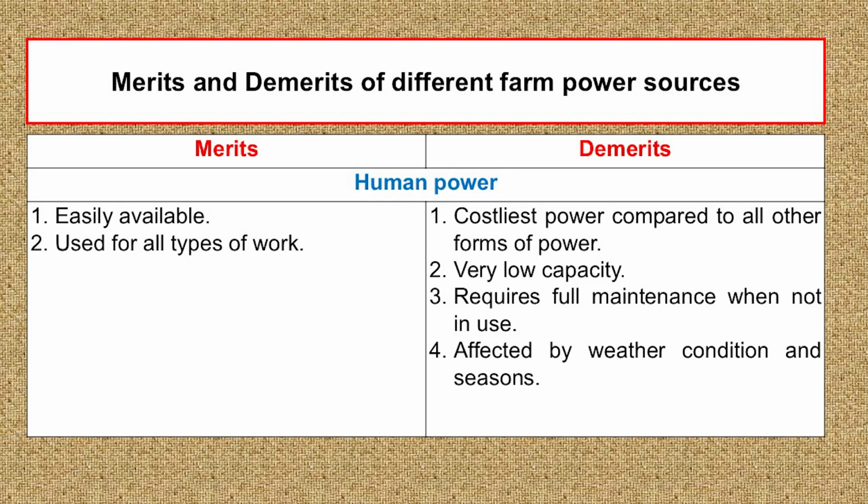It is affected by weather conditions and season, of course. A human can't work on bright sunny days. The human laborer can't work on rainy days. That is true for the winter season as well. You can't work early in the morning when the temperature is too low. So that's why human power has more demerits than merits.